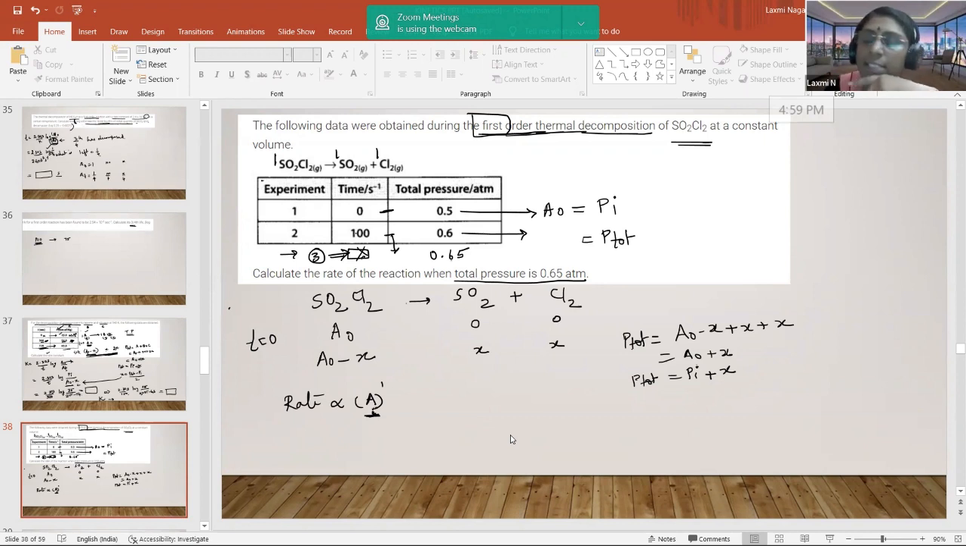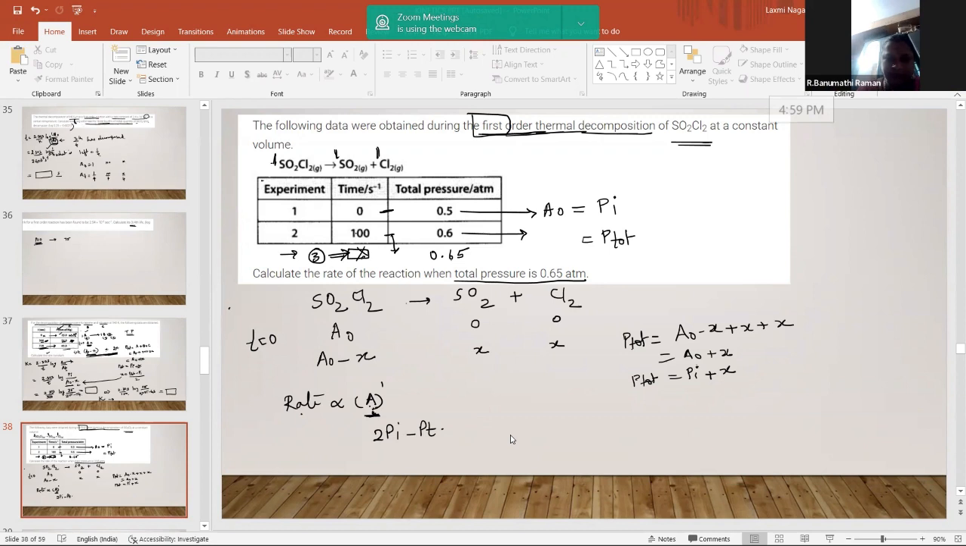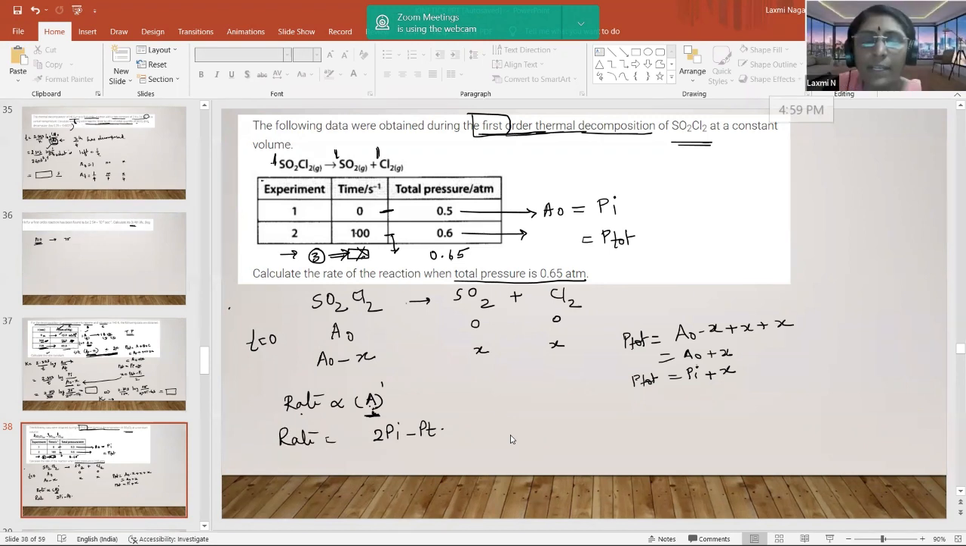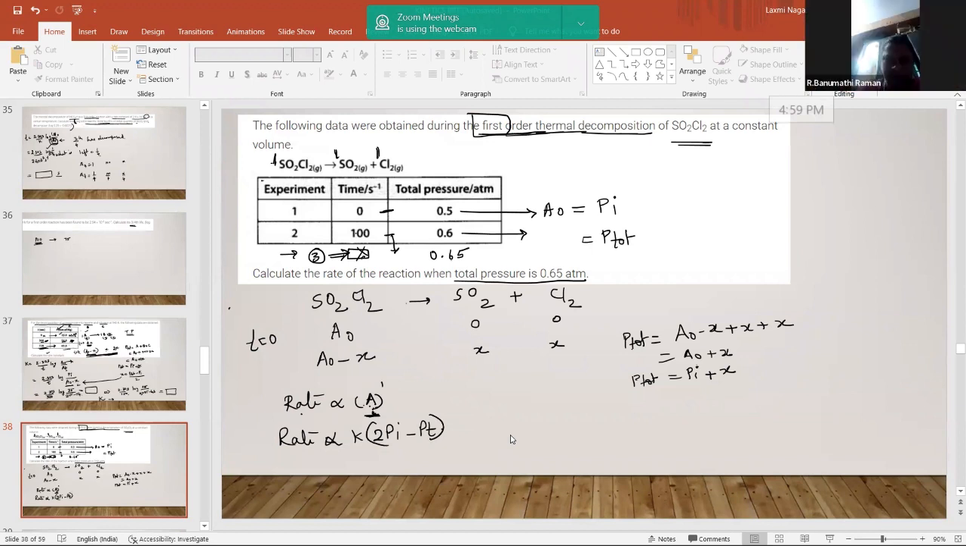So what is this? The rate is now dependent on the amount of reactant left out at this time. What is the definition of amount of reactant left out? It is 2P_i minus P_total in the scenario where it is 1:1:1. 1 mole is giving 2 moles of products. So the rate is dependent on k into left out concentration of A, or A_t. A_t is nothing but 2P_i minus P_total.